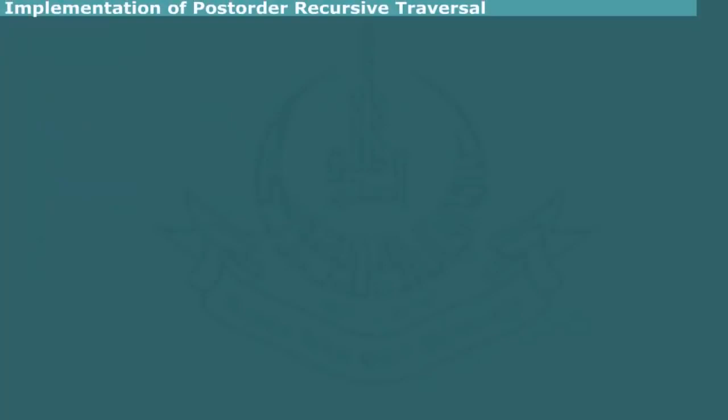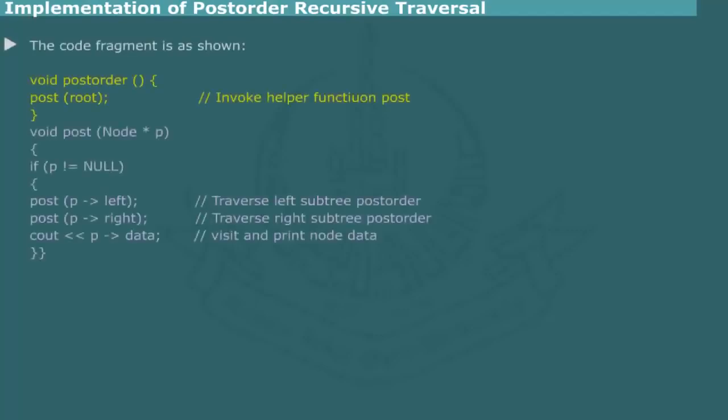Implementation of post-order recursive traversal. In post-order traversal, first the left subtree is traversed post-order, then the right subtree is traversed post-order, and finally the root node is visited. The code fragment to implement the algorithm is: invoke helper function, traverse left subtree post-order, traverse right subtree post-order, visit node and print data.